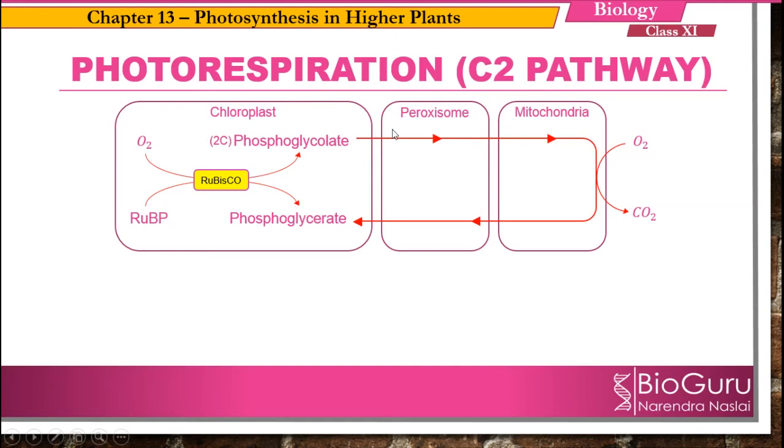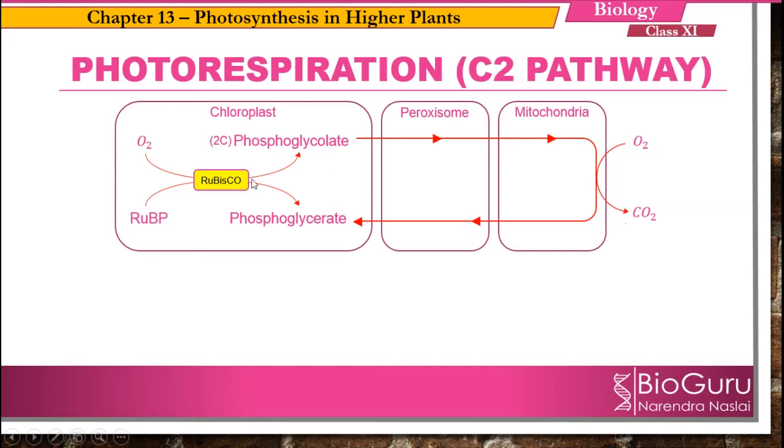Now this is transported to the peroxisome and mitochondria, where oxygen is utilized and carbon dioxide is released, and this cycle takes place between chloroplast, peroxisome and mitochondria. So what you have to observe over here is that for the C2 pathway to take place, three cell organelles are involved: chloroplast, peroxisome and mitochondria. Between these three, all this reaction is taking place cyclically, and carbon dioxide is released, which is completely a wasteful process.